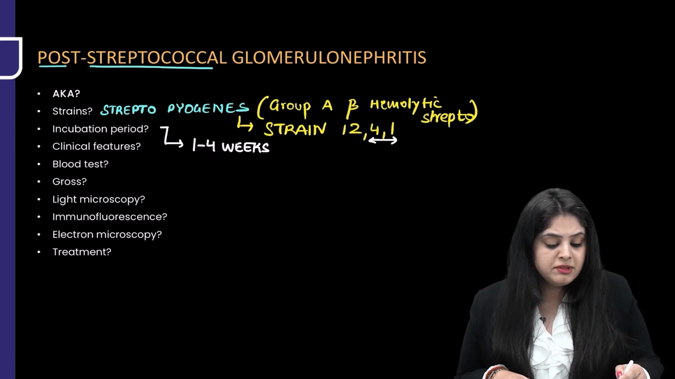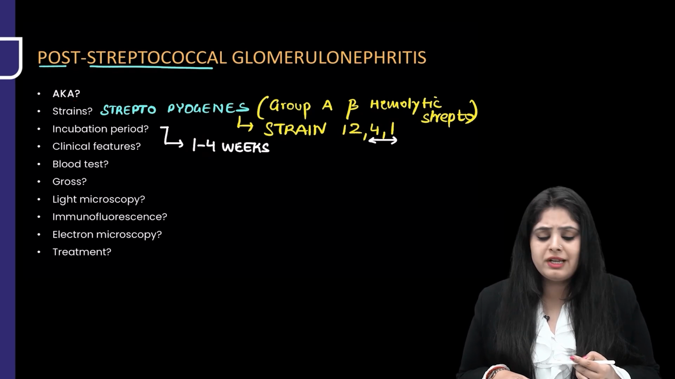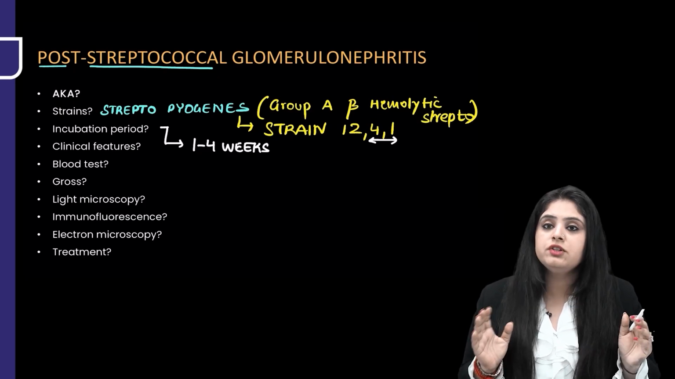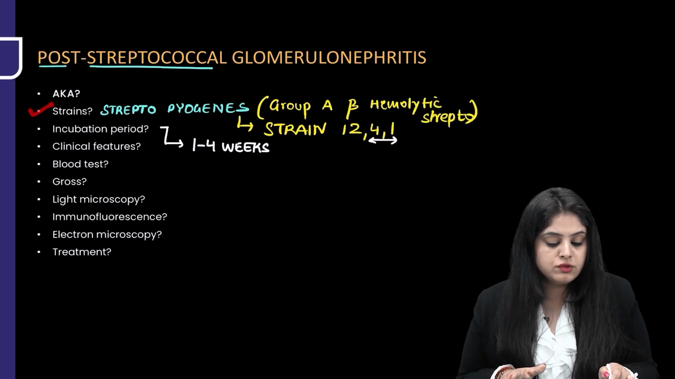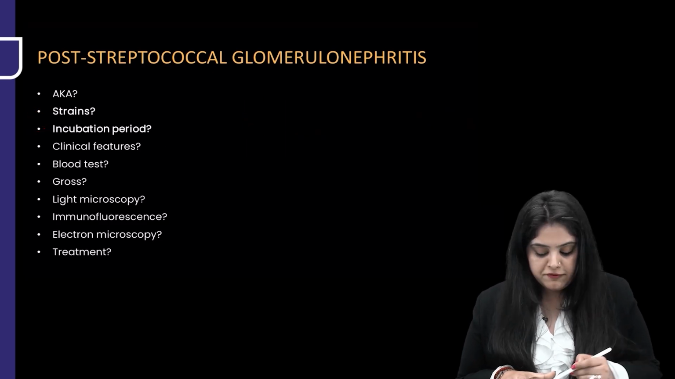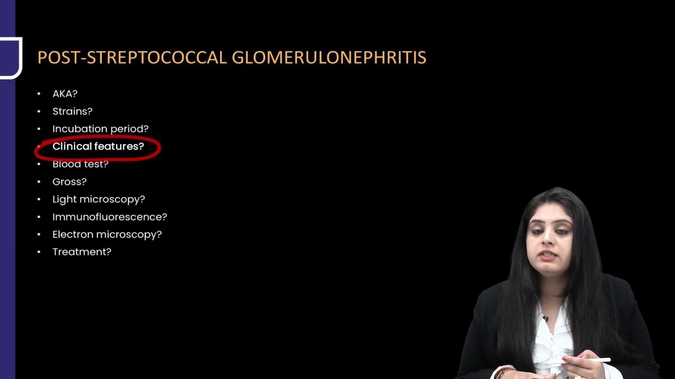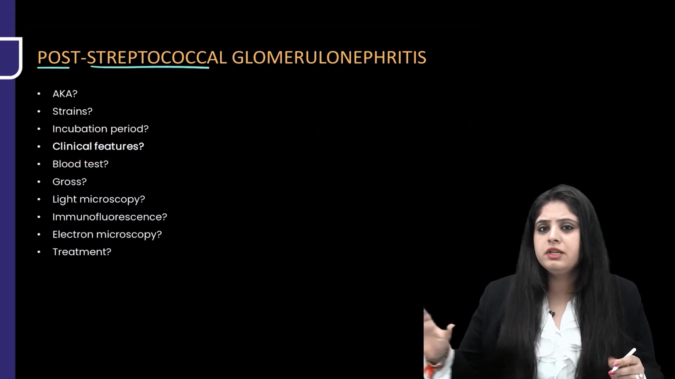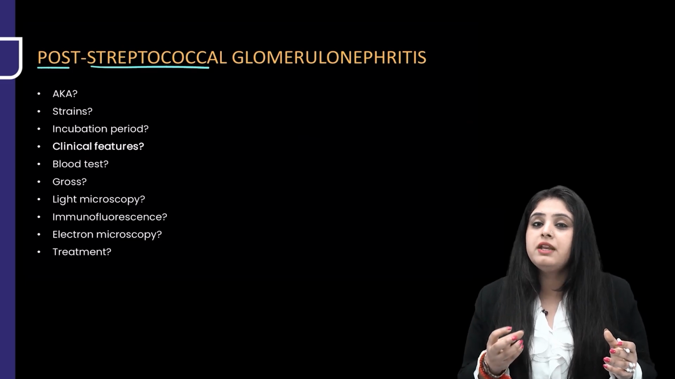I'm missing out on one question. What is it also known as? That I'll tell you in a short while, because I'll explain some microscopic features. You will automatically know the name. But you've understood the strains. You've understood the incubation period. Can I now teach you what are the clinical features? Yes. Going forward, what are the clinical features? So you have to put a little bit of common sense. Streptococcus, don't think of big things like kidney. Think of something very basic.